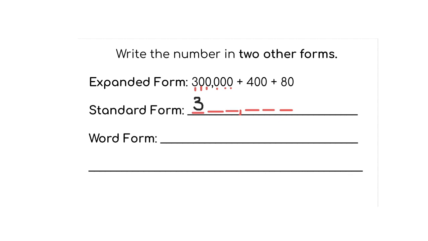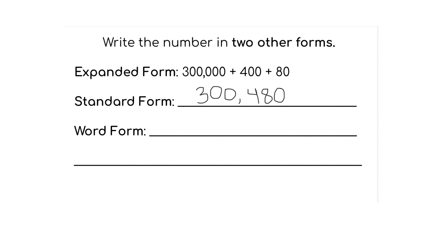Okay, and we know that there's a 3 in the largest position, the 100,000s place. So we're done with the 300,000. We'll move on to the 400. So the 4 is in the hundreds place. So that would be here. And the 8 is 80. That's in the tens place. So the 8 will be here. Everything else you'll need to fill in with zeros. So we end up with 300,480.